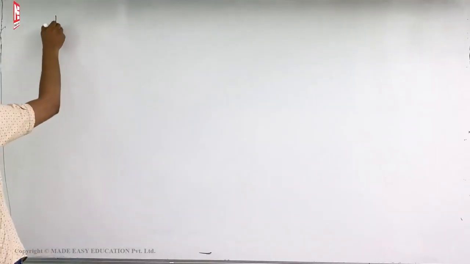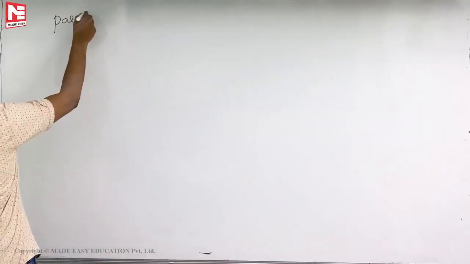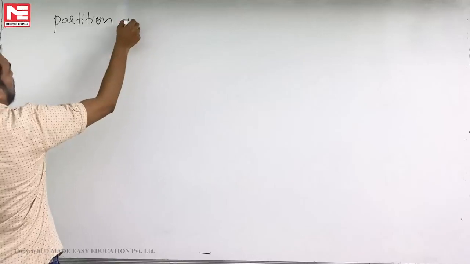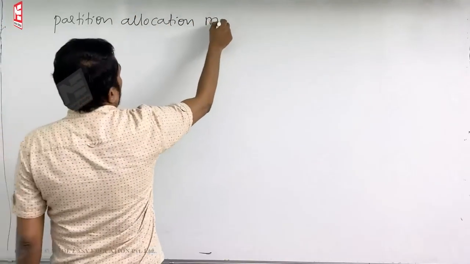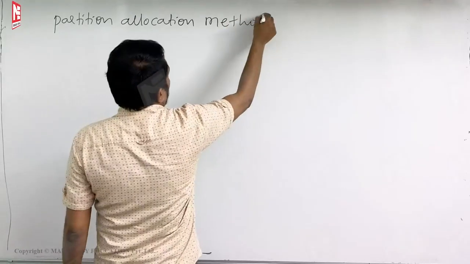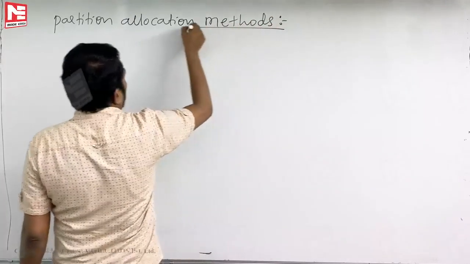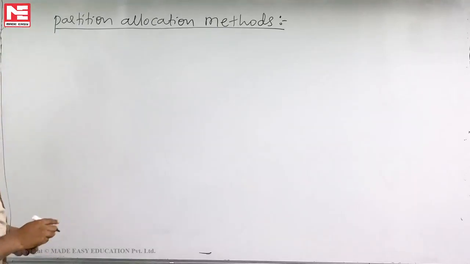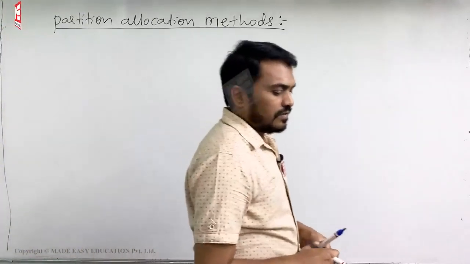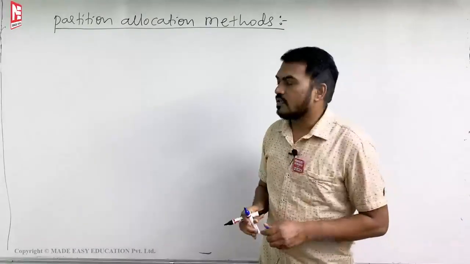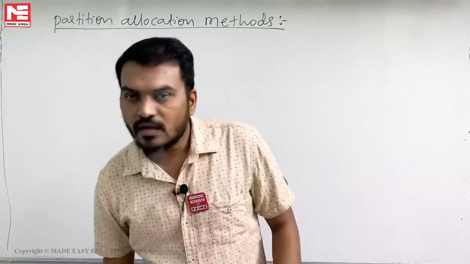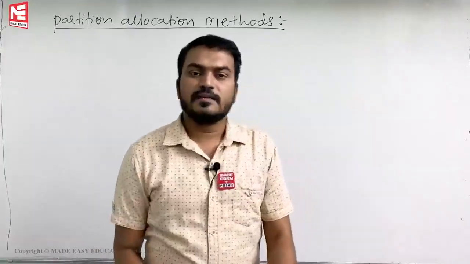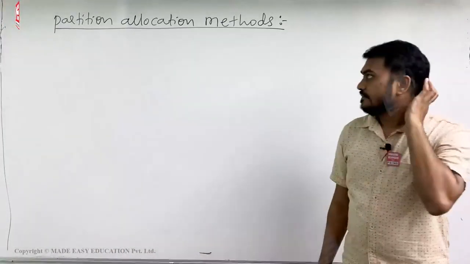So copy karo, partition allocation methods. Partition allocation methods. No doubt. So keep the heading partition allocation methods. What is the meaning of this? Okay, you will understand here. So partition allocation methods means, listen here. Heading लगाओ पहले.